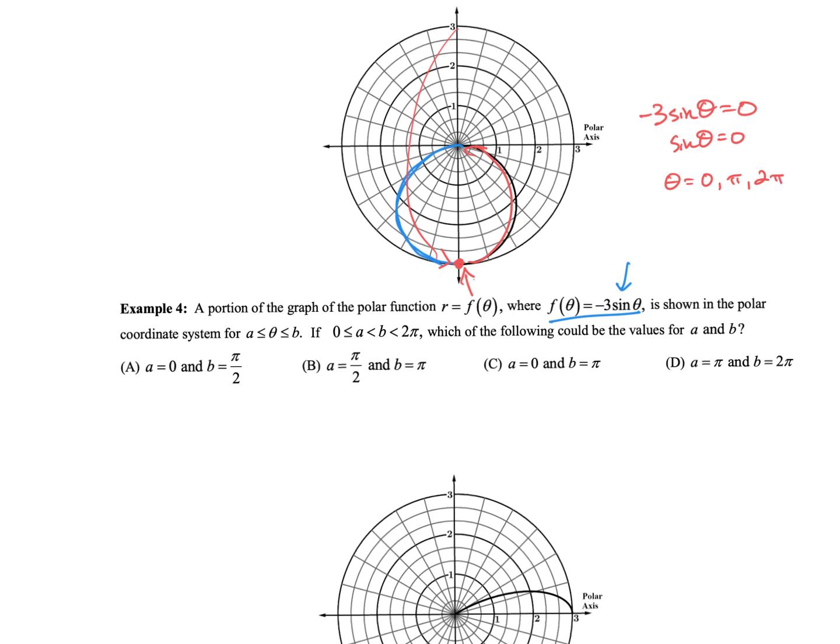However, this part is at pi over 2. And it's going to go not back to 0, but to pi. And so it goes from pi over 2 to pi.